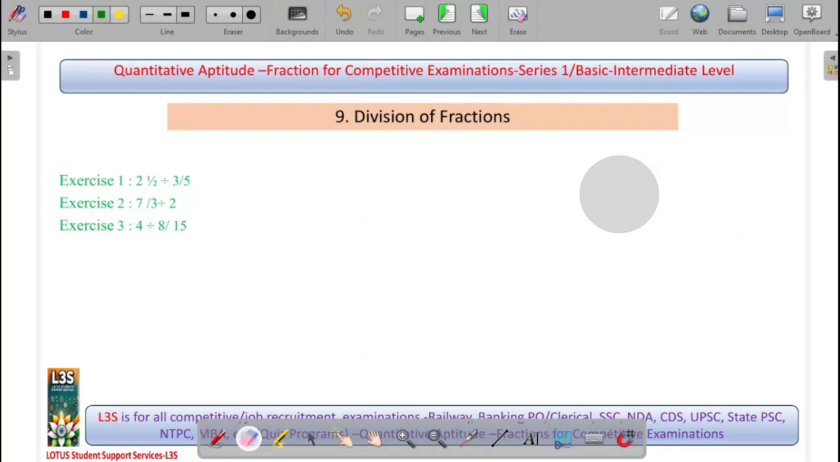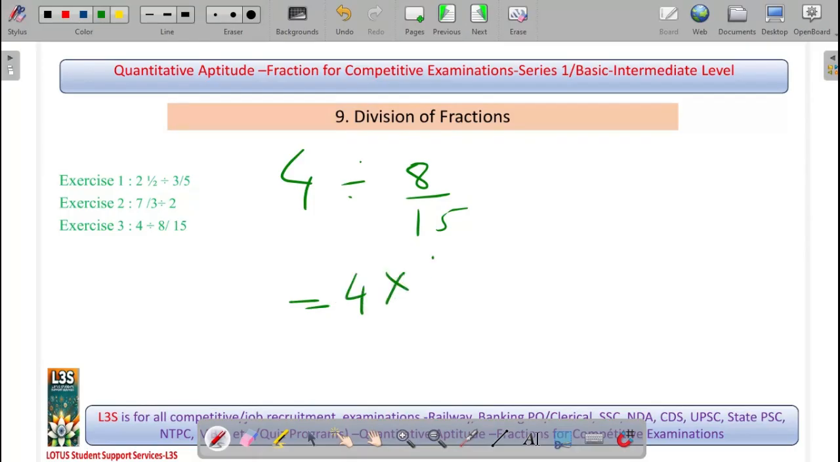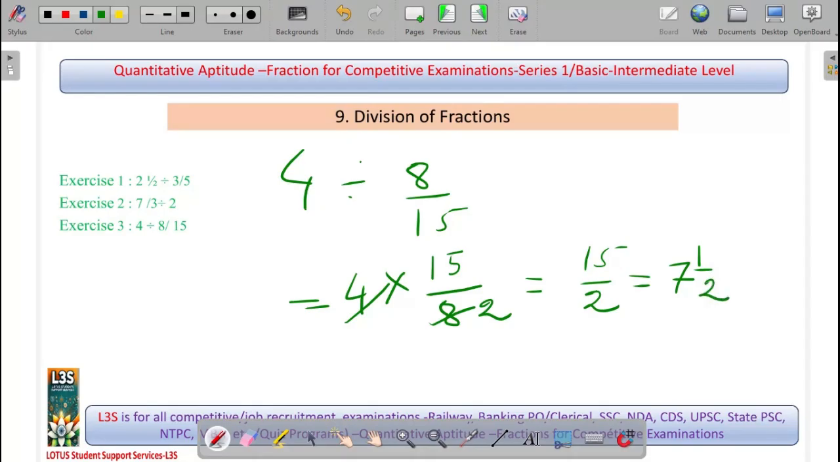Next is 4 divided by 8 by 15. So here 4 is the whole number and the fraction will be reciprocal. We have to find 15 by 8. So if we simplify, we will get 15 by 2. Or we can say 7 1 by 2.